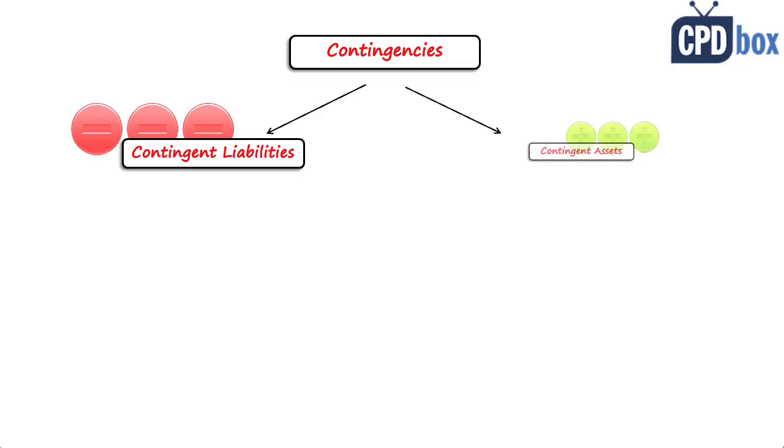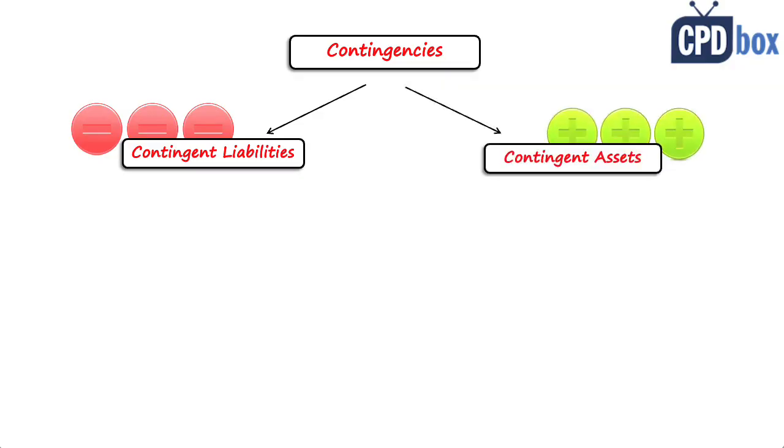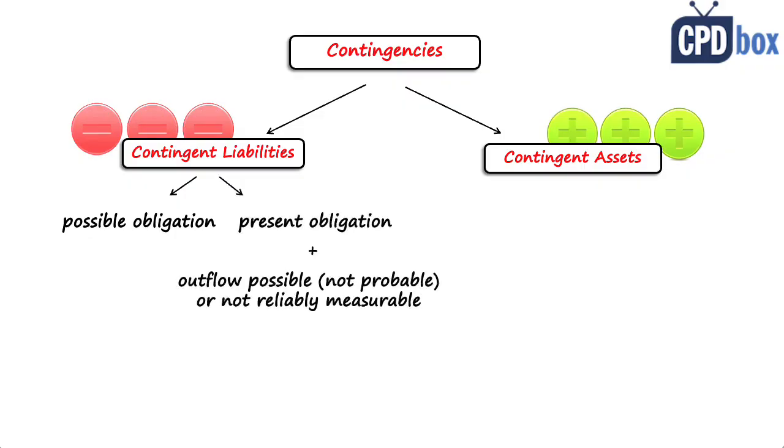Let me explain contingencies. An entity may face both contingent liabilities and contingent assets. A contingent liability is either a possible obligation arising from past events, and its existence will be confirmed by some uncertain future events which are not wholly in our control, or alternatively, a present obligation that arises from past events, but the outflow of economic benefits is just possible, so probability less than 50%, or it cannot be measured reliably.